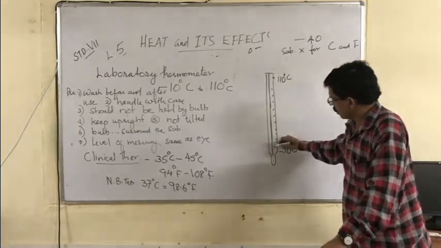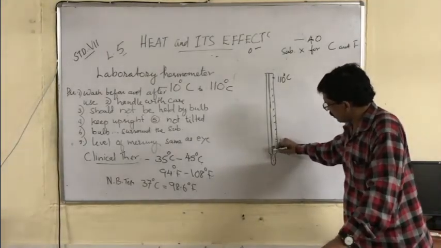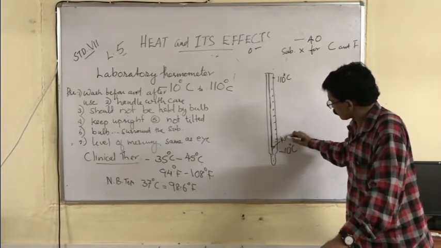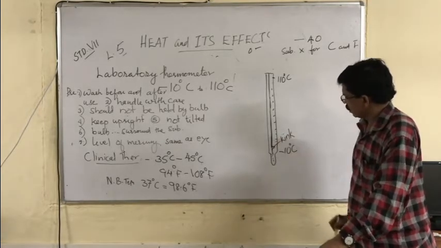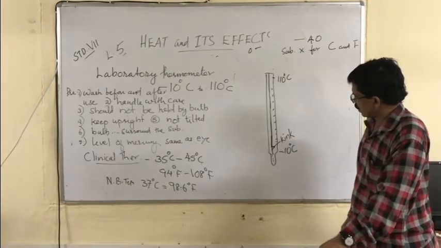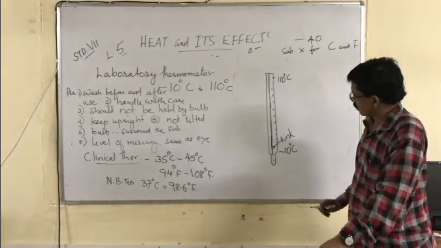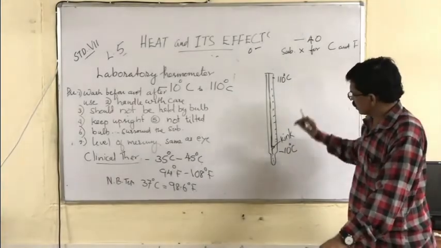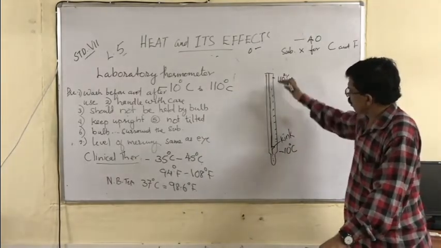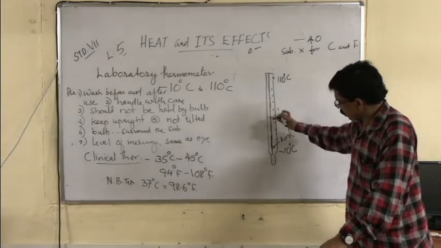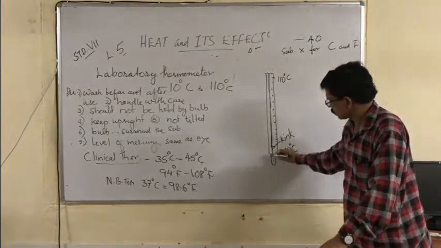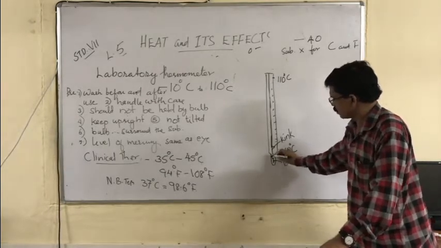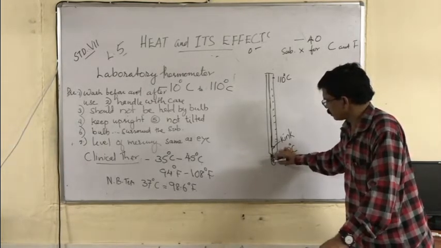And laboratory thermometer has a small bend in the mercury line, mercury column. This is called the kink. K-I-N-K. Why is it given there? Kink is given when we take the measurement. After taking the measurement, there is a chance for the mercury column going down, no? To the bulb. It is the bulb of the thermometer in which mercury is filled.